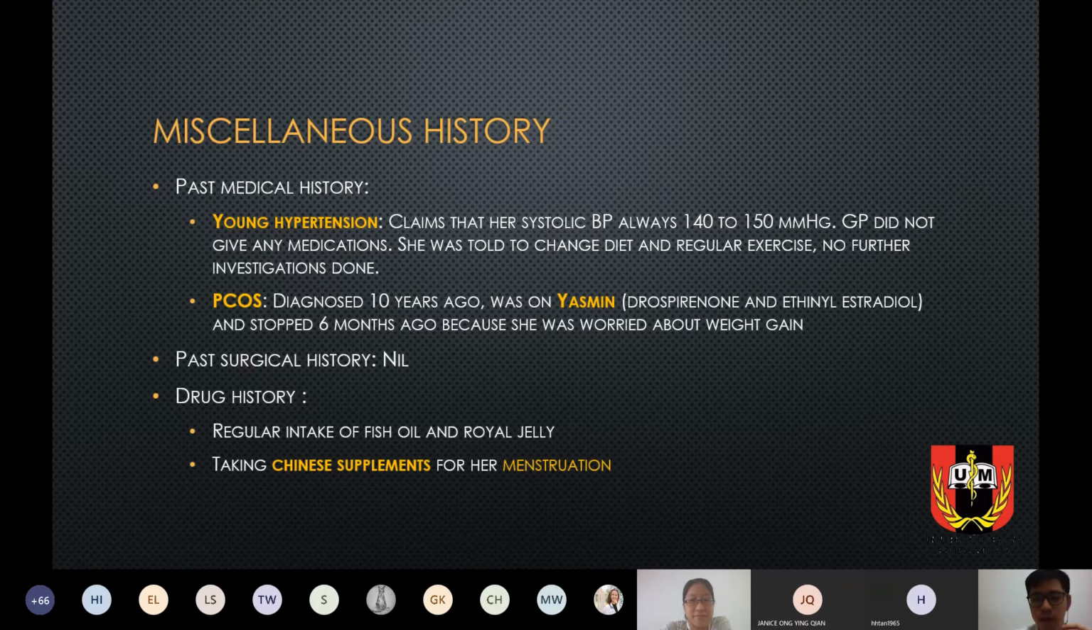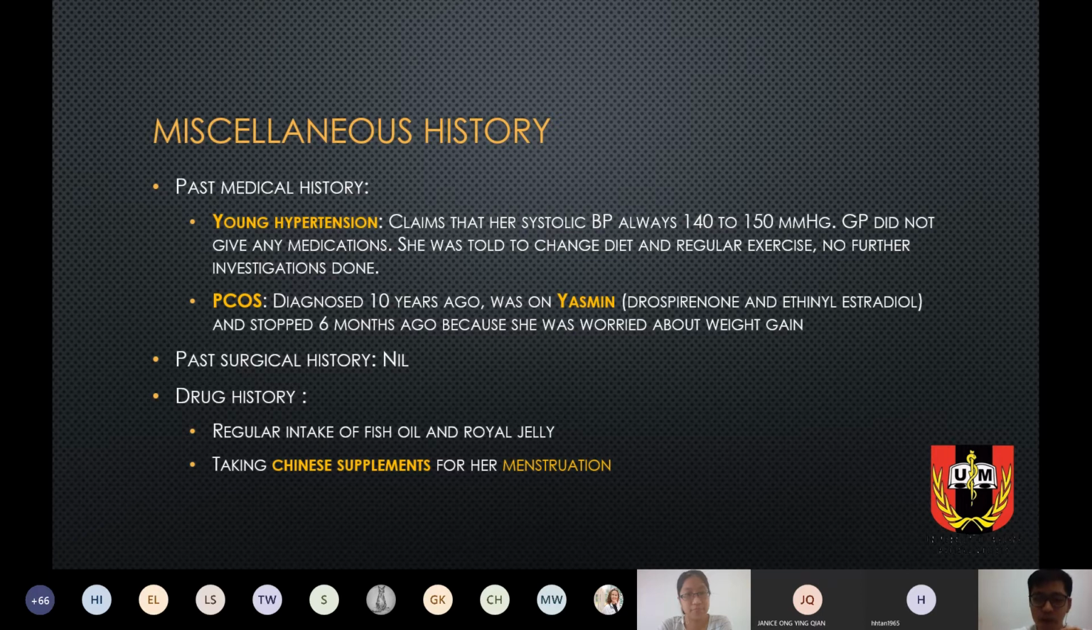When she went to the GP, he just told her to change her diet and exercise regularly, with no further investigation and no medication. Second, the patient also has underlying polycystic ovary syndrome, diagnosed 10 years ago, and was on Yasmin, which is drospirenone and EE, but stopped 6 months ago because she was worried about the weight gain side effects.